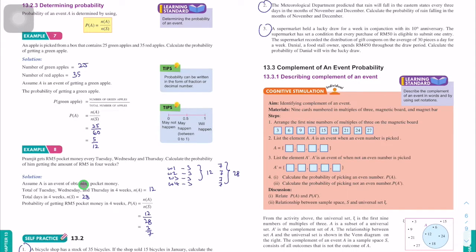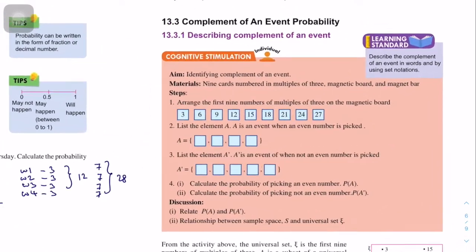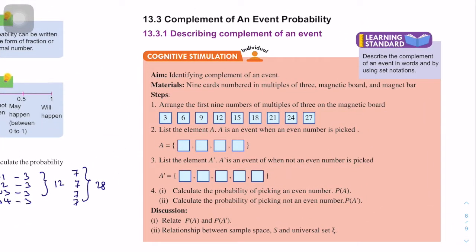Okay, so today we're going to continue the last two subtopics of this chapter. There are 3 learning standards left. Without further ado, let's continue with the first learning standard. The first learning standard for today is to describe the complement of an event in words and by using set notation. So let's do this activity together.